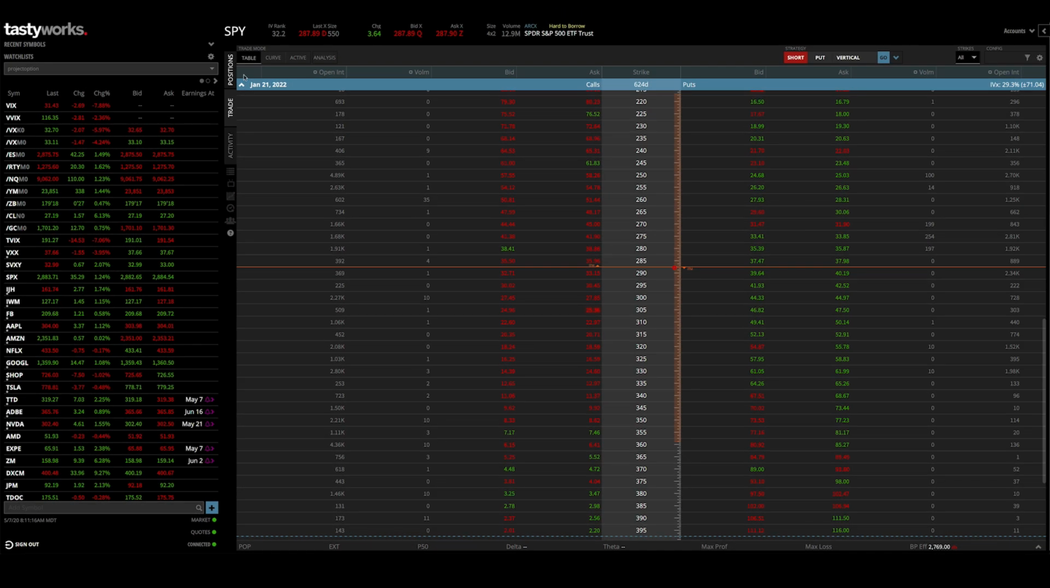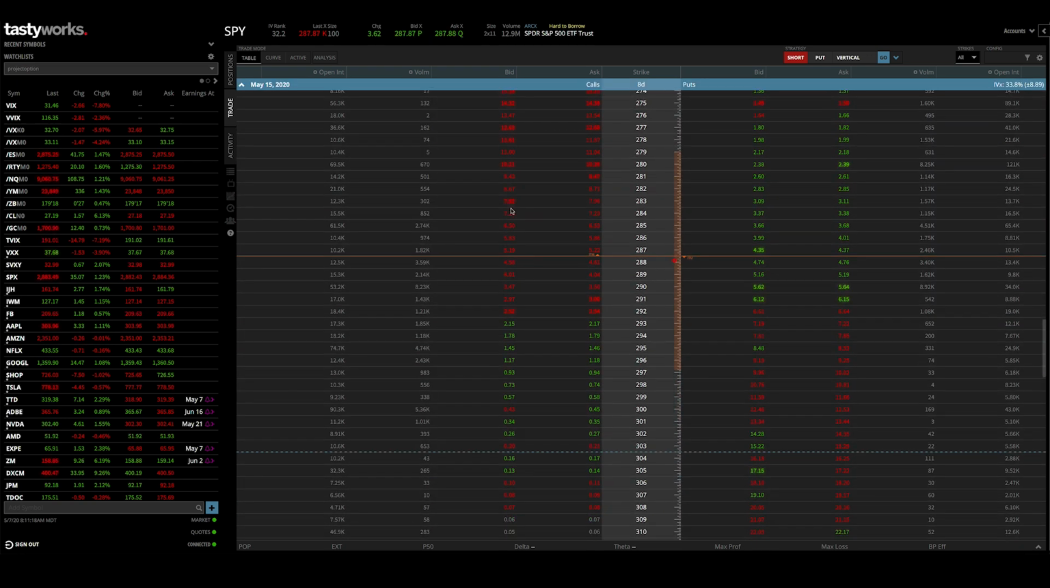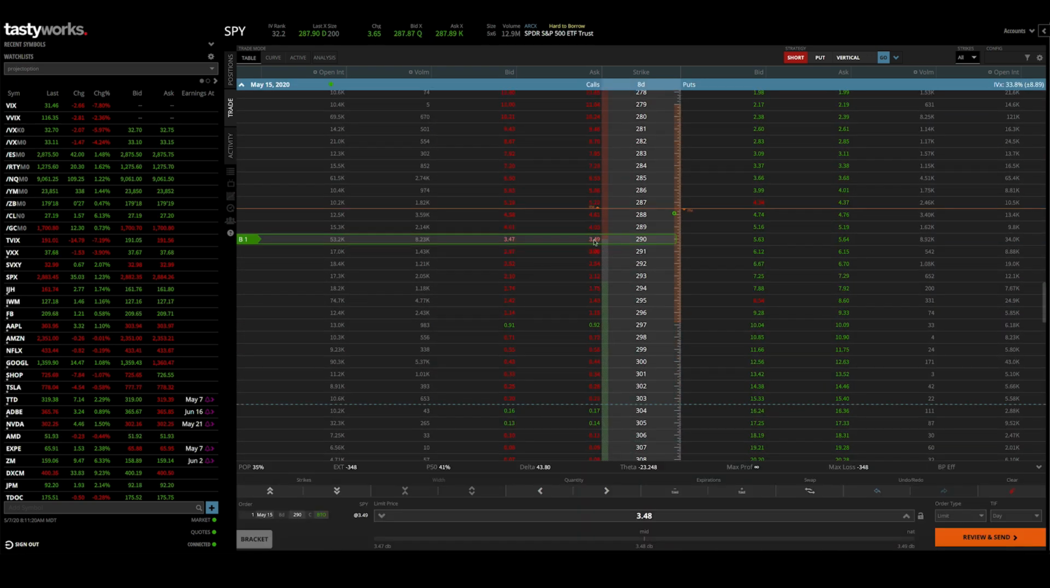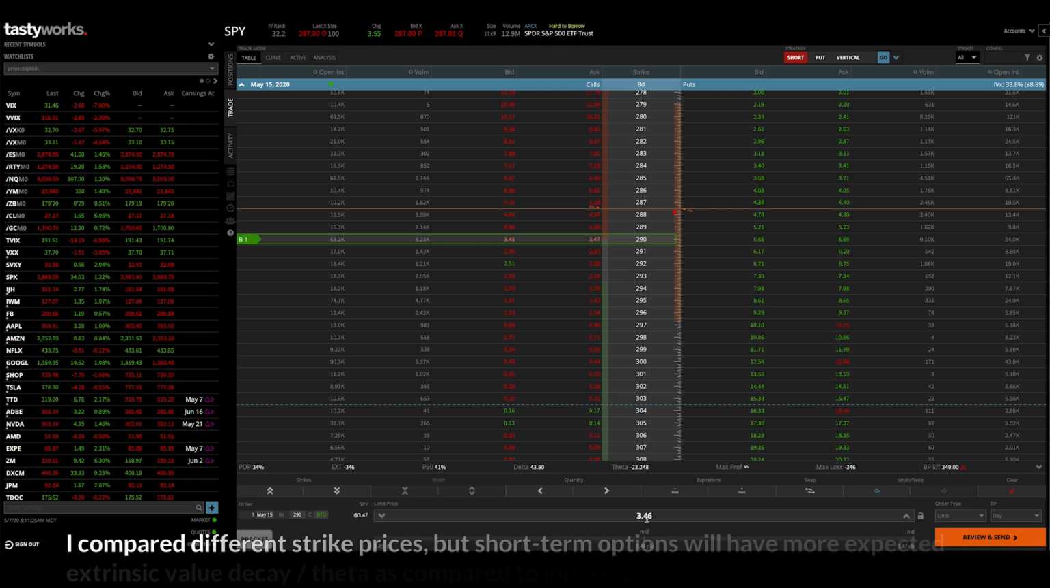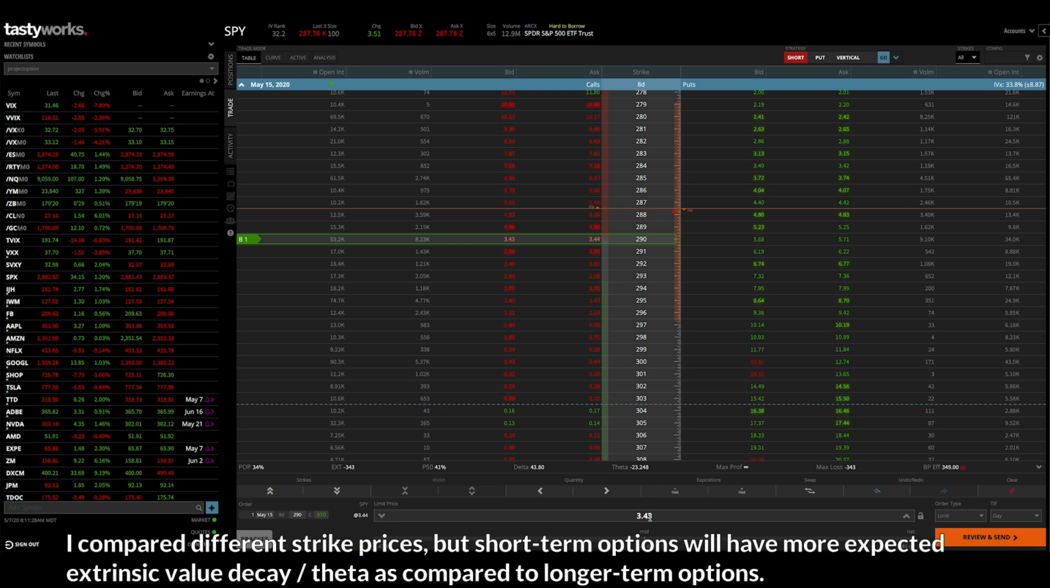If I go back to May and I look at the at-the-money option, which is the 290, it's trading for 350, but the theta is negative 23. So this option is far less expensive, but it has way more decay, and that's because it expires in 8 days.